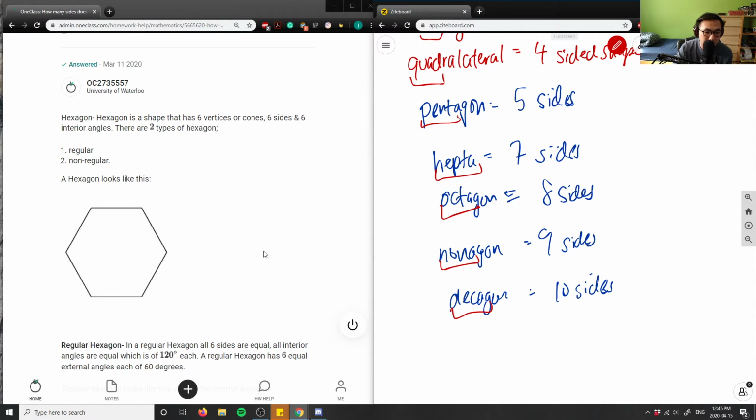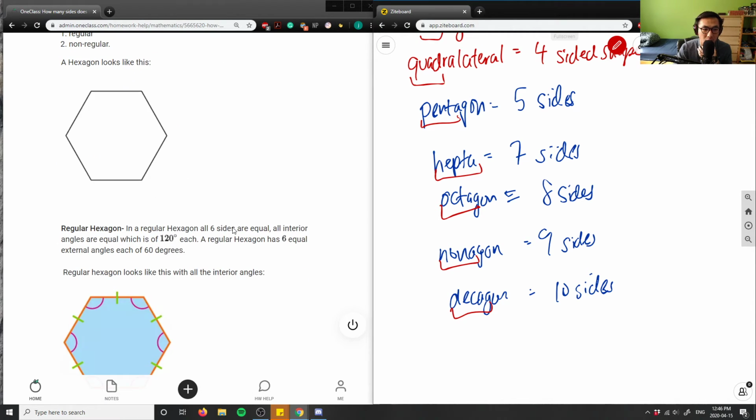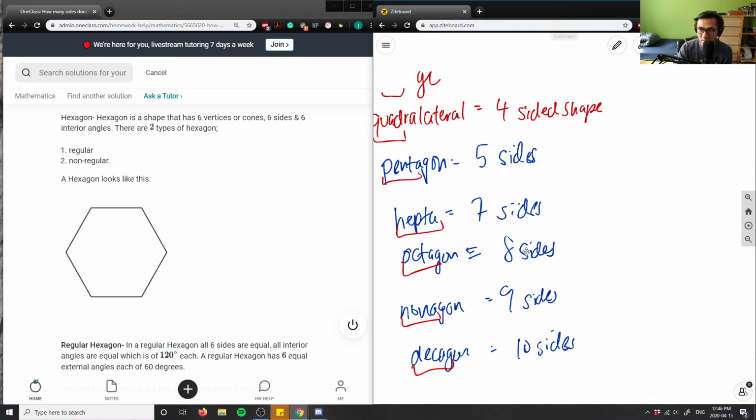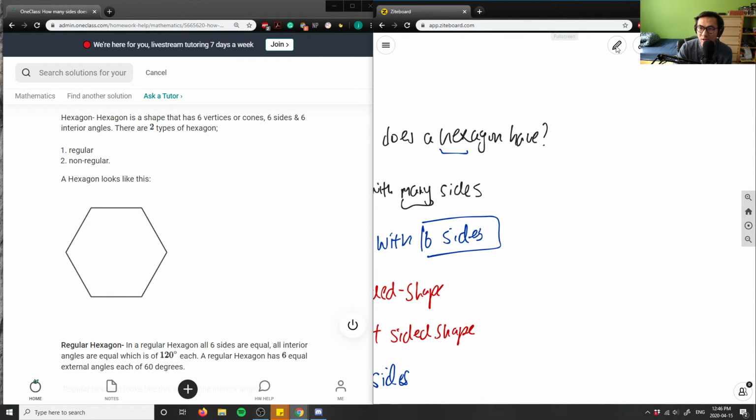So let me look at this here. A hexagon has 6 vertices, 6 sides, and 6 interior angles. This is even more specific, and there are regular and non-regular hexagons. Let me just draw this out for you. They're actually exploring angles as well. So let's look at this hexagon here. If there are 6 sides, you can find something called the interior angles. When we talk about interior angles, we're talking about the sum of interior angles in a polygon.